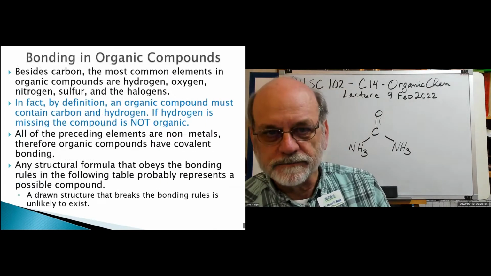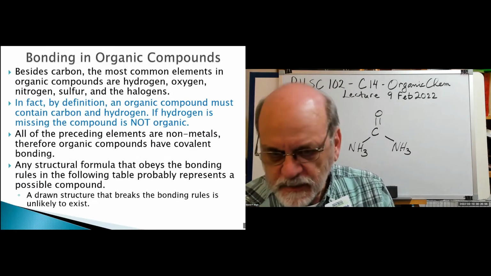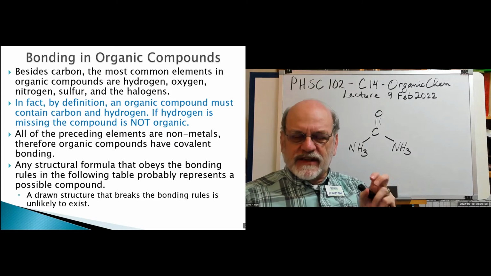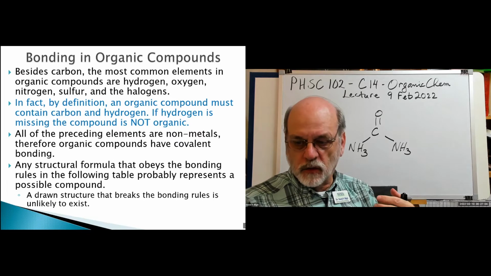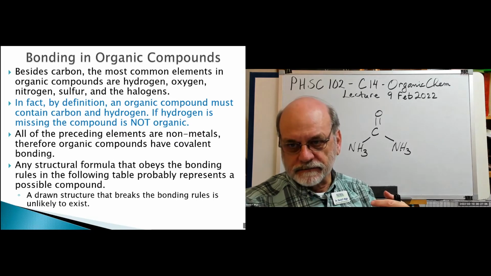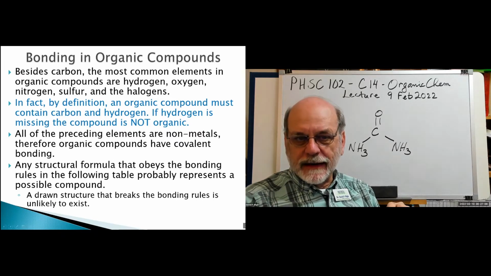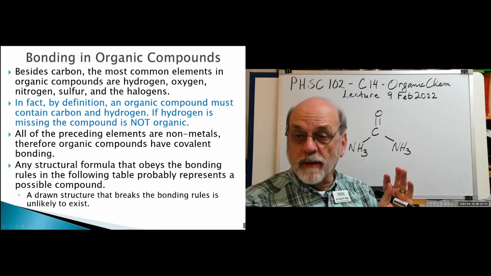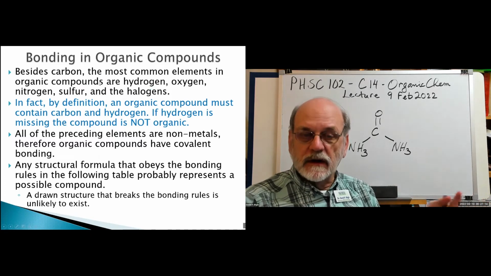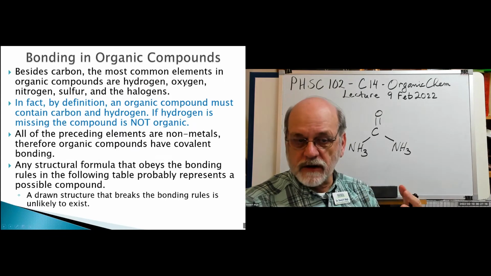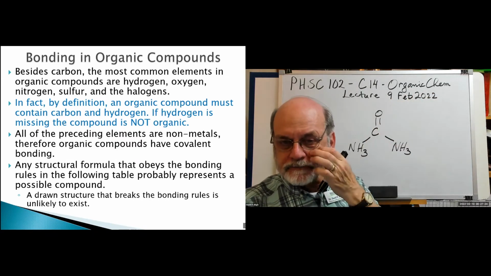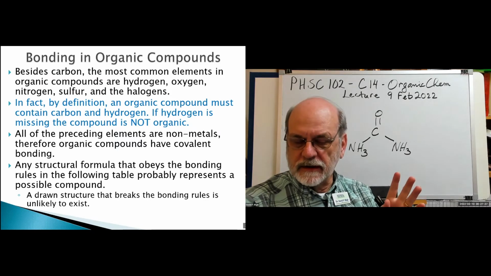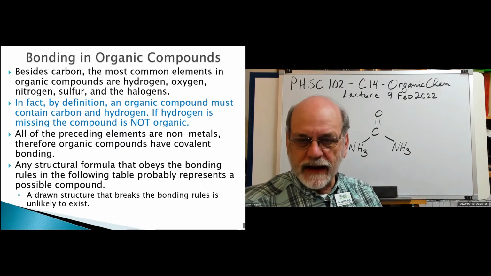Okay, so let's start with the basics. How do carbon compounds bond with other elements? We look at how carbon can bond with other carbons, how carbon can bond with hydrogen and oxygen, nitrogen and sulfur, and some halogens. Remember, the halogens are like fluorine, chlorine, bromine, and iodine. They're very important in synthetic organic chemistry.